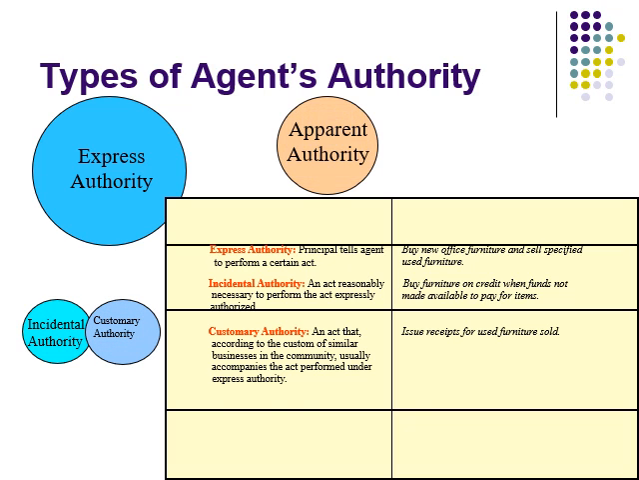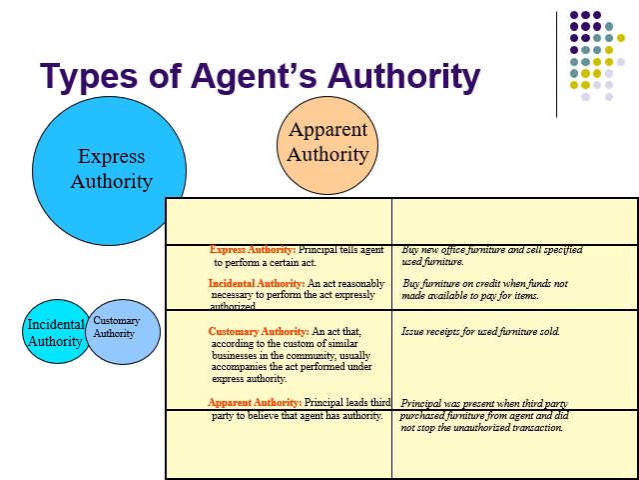There's also customary authority, an act that according to custom of similar businesses in the community usually accompanies the act performed under the express authority. So if this agent was told to sell used furniture, the selling of used furniture means that the agent is going to collect money. It's customary for people when they collect money to give receipts. So this agent has customary authority to give receipts to those people who actually purchased the used furniture, even if the principal did not say otherwise.